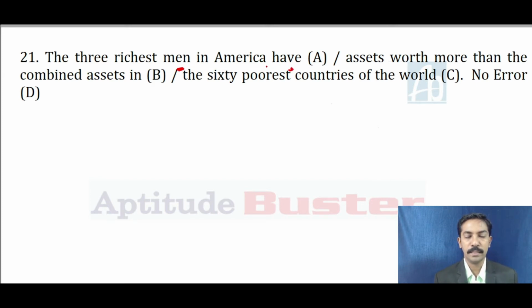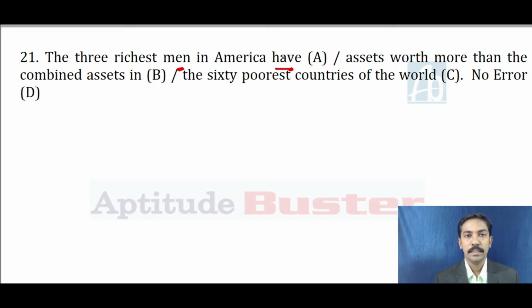Probably there is less likely the chance that this sentence may not test you on error type 1. Okay, next. Error type 2, either you should look for a time indicator or you should go by the overall meaning of the sentence. The three richest men in America have assets worth more than the combined assets in the 60 poorest countries of the world. You have only one verb here, have assets, and this is present tense form, which means this doesn't test you on error type 2, tenses.